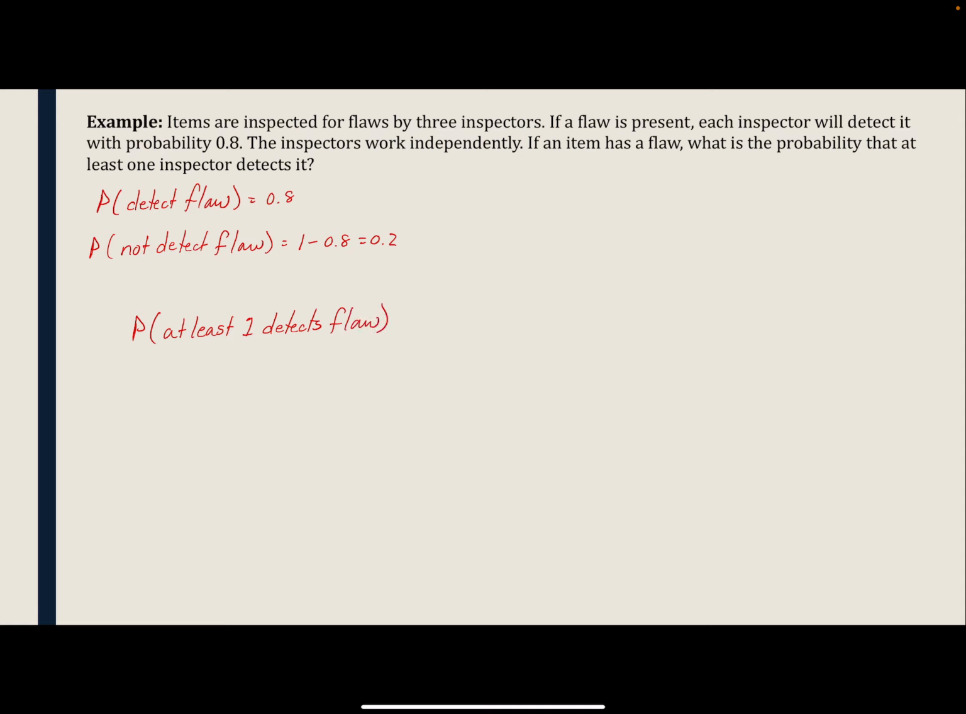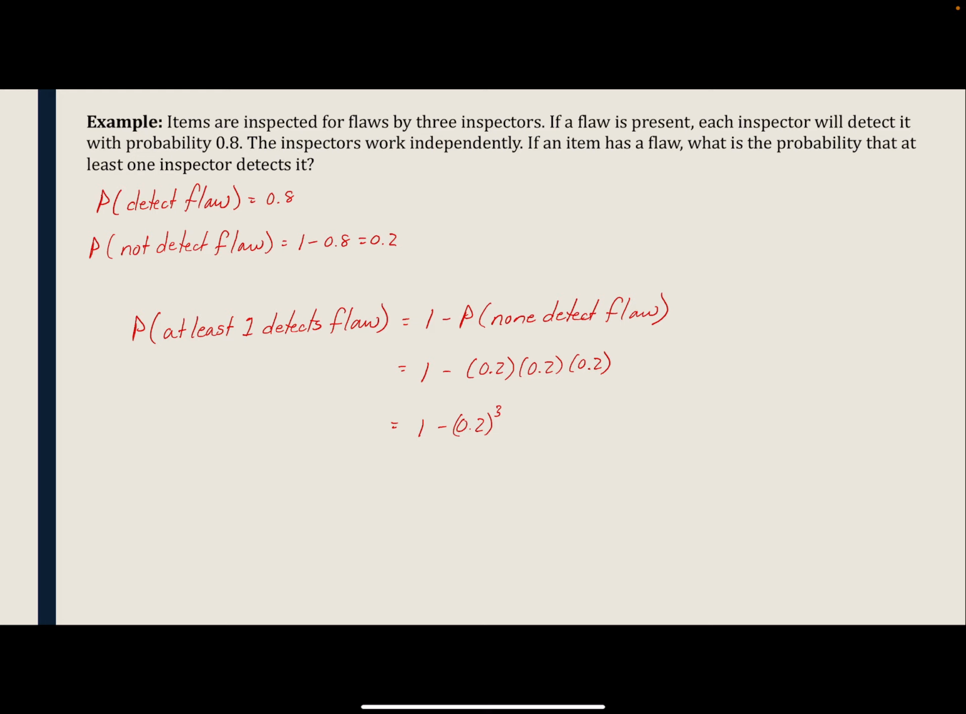I don't want to look at all the different scenarios of at least one, which would mean 1, 2, or 3 in all of the different orders that we could have. Instead, we want to use the complement and find one minus the probability that none of them detect the flaw. So this would mean that all 3 do not detect the flaw, which was a probability of 0.2, but I have that 3 times since there's 3 inspectors. Or this would be 1 minus 0.2 cubed.